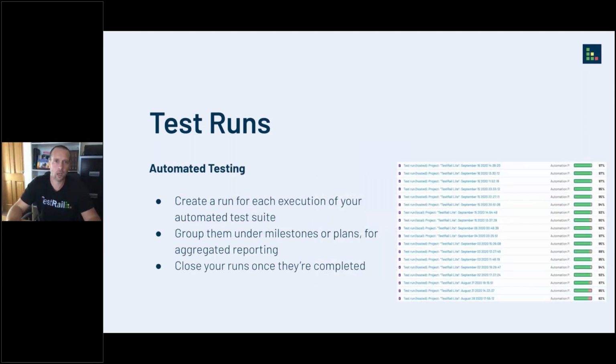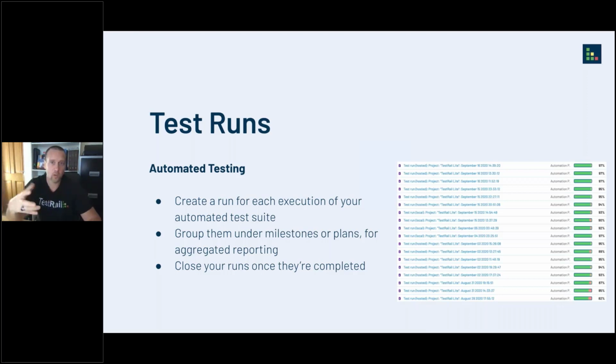Just touching on test automation, there's lots of ways you can set up your automated test runs as well. In my experience of talking to TestRail customers, the most common and intuitive approach is just to create a test run each time you execute your test automation and record your results against that.